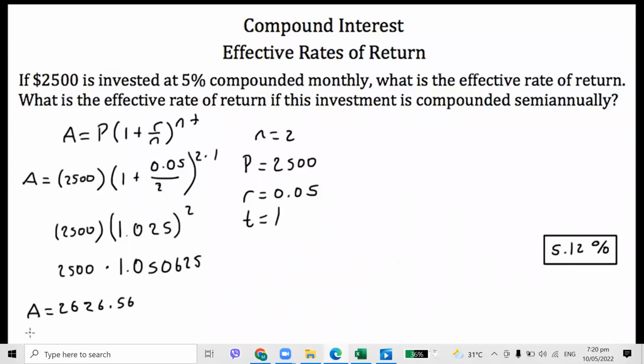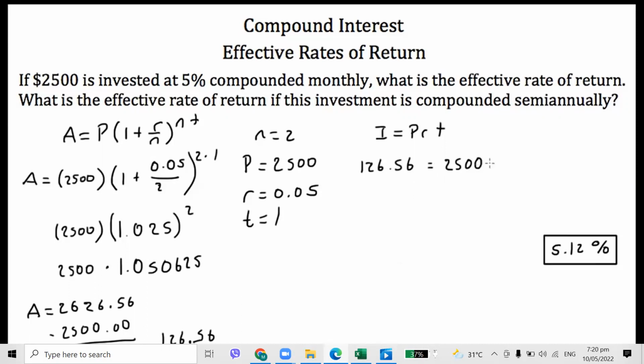Now we need to find our effective interest rate, or our effective rate of return, if this had been a simple interest problem. So I is equal to PRT. Our interest is the final amount we have minus our initial investment, which in this case our interest is $126.56. So I is $126.56. Our principal is still $2,500. Our R is what we're looking for, and T is still equal to 1.